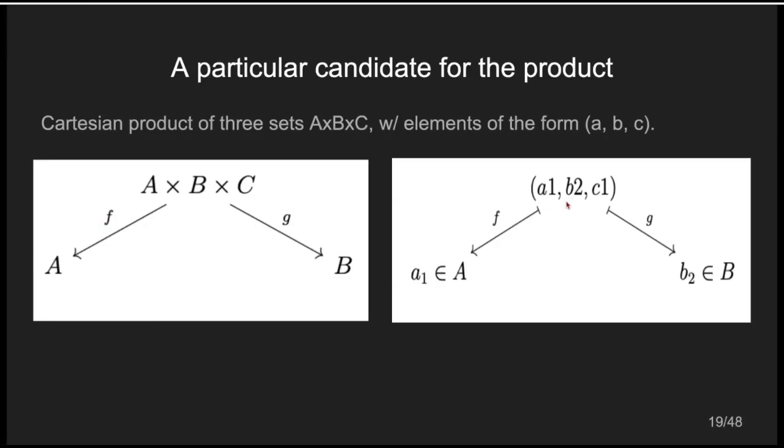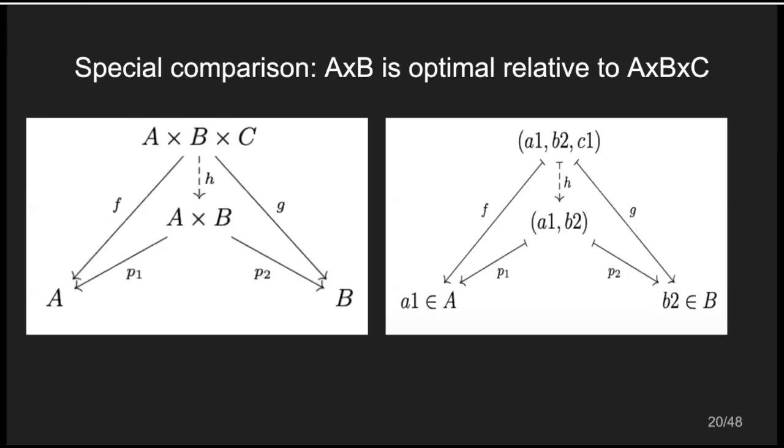We're going to take an input, let's say A1, comma, B2, comma, C1. What F is going to do is preserve the A unit, just like before, A1 in A. And what G is going to do is preserve the B unit, B2 in B, just like before. And then the C stuff ends up being irrelevant. So you can see that we are doing the same job we did before of projecting to A and projecting to B and remembering those sets.